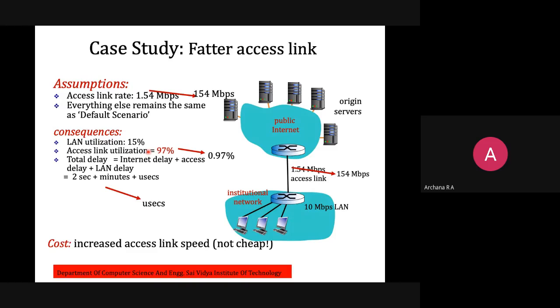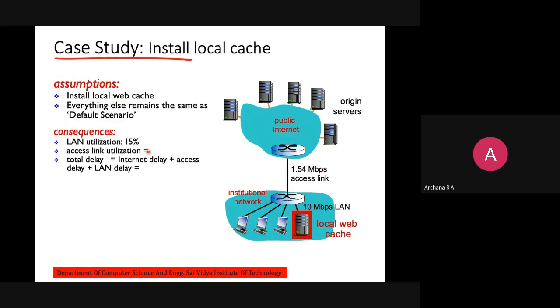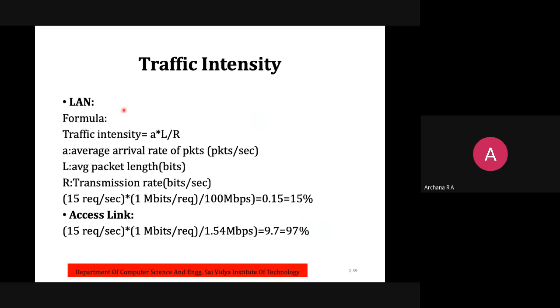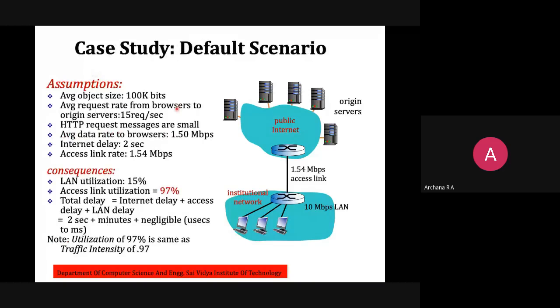How is it possible? It is possible by using the local cache. See here, you are going to use the local web cache. The assumptions are the same as before: 100 kilobits per object size, and the data rate to the browser was about 15 megabits per second. This same set of assumptions will be kept.